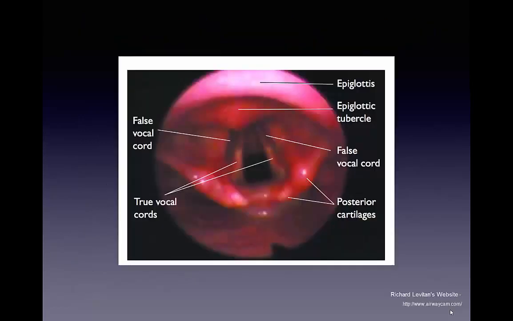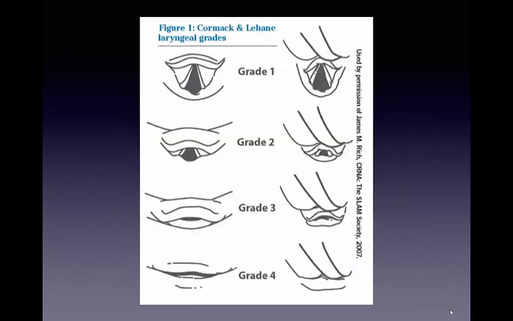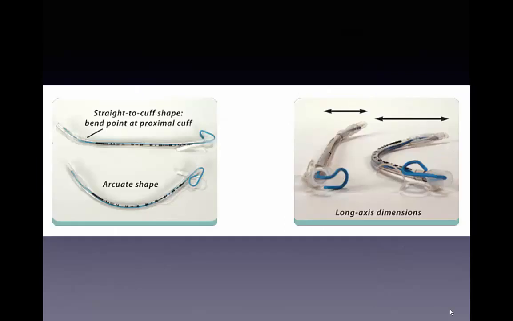Here's a view of what you'd expect during laryngoscopy. You can see the epiglottis, you can see the false cords, you can see the true cords, and the posterior cartilages. These are the views that can be described for laryngoscopy once you have the laryngeal view, and these are the so-called Cormack-Lehane laryngeal grades. Again, this is important to note as you'll be documenting this in the post-intubation record, and certainly grade 3 to 4 views mark a difficult airway.